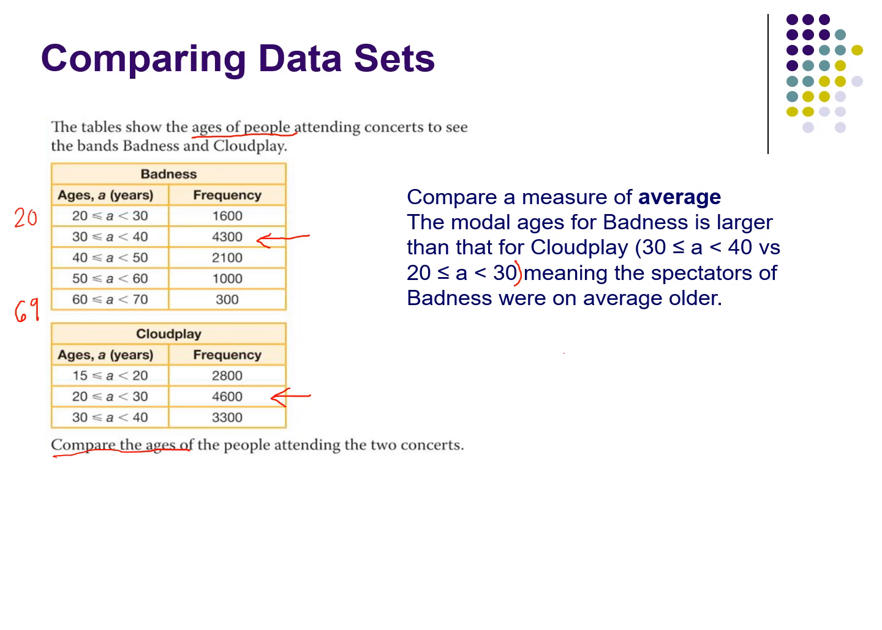So if I have a look at that, I'm looking at the difference between 20 and 69. So that would give me my biggest range. So for badness, my biggest range is going to be 69, which is the biggest value I could possibly have there, minus the smallest value I could have there, which is going to be 49.